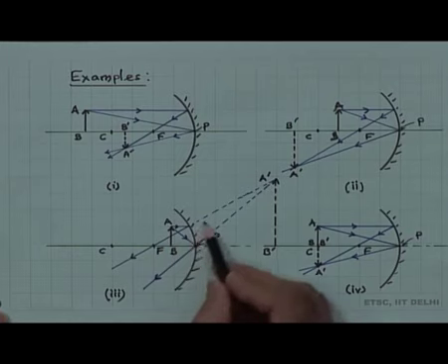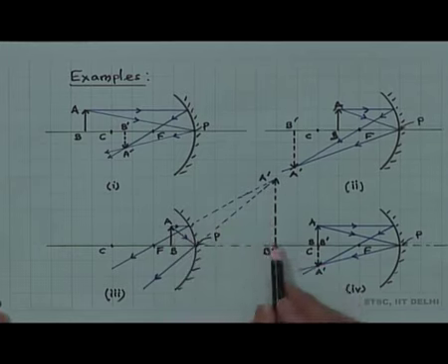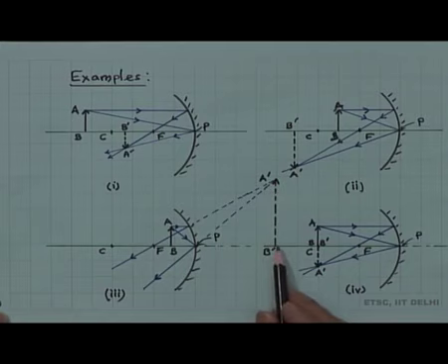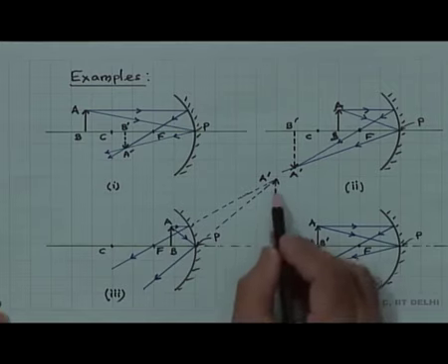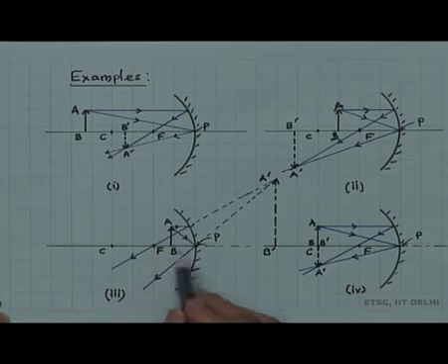Since the ray does not pass beyond the mirror, this image is called a virtual image. It is a virtual formation of an image. We see that it is a magnified image when the object is between the principal focus and the pole.